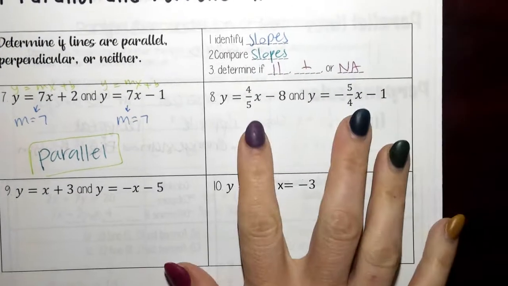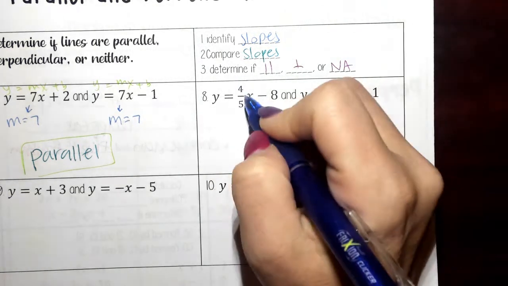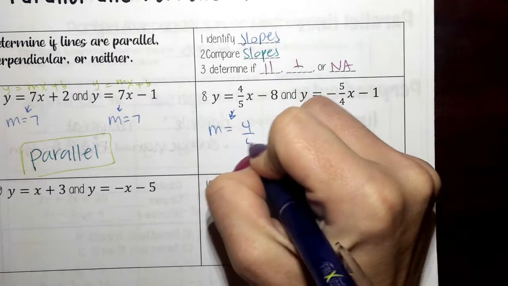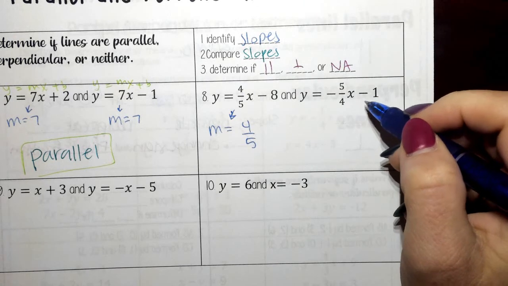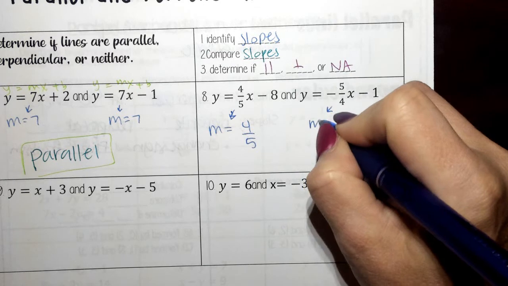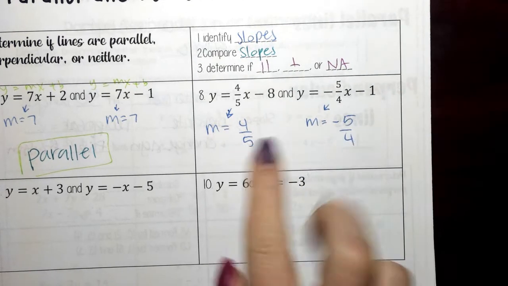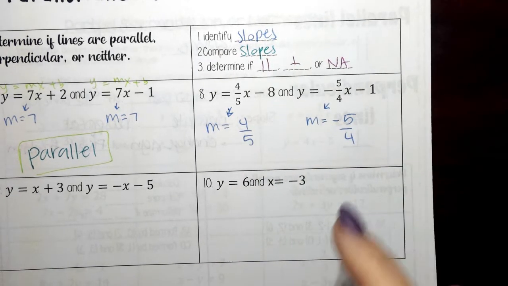Okay, let's look at number 8. y equals 4 over 5x plus 8. Again, it's in y equals mx plus b, so what's in front of my x is my m, so that's 4 over 5. y equals negative 5 over 4x minus 1. What's in front of my x is my m. Negative 5 over 4. Now, are they the exact same number? No, so they're not parallel.